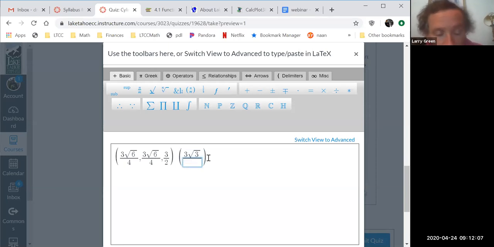Over 2. And then comma, theta, we already had from before. Theta was pi over 4. So we just do that.